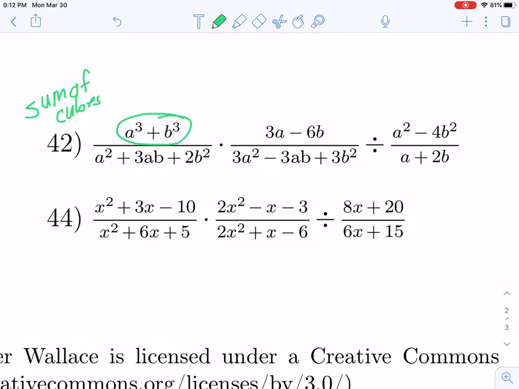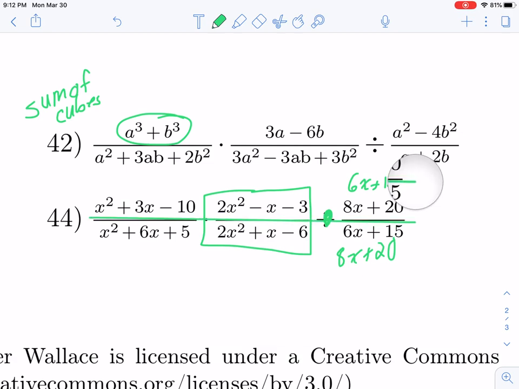My last 2, though, are being divided, so I'm going to keep my first one the same, so I'm not going to do anything with that box part. I'm going to flip my last term and then change the sign to multiplication. So now, across the board, everything is multiplication. So I just basically have one long fraction line here. And I have plus and minuses in my denominator, so I need to do a lot of factoring.